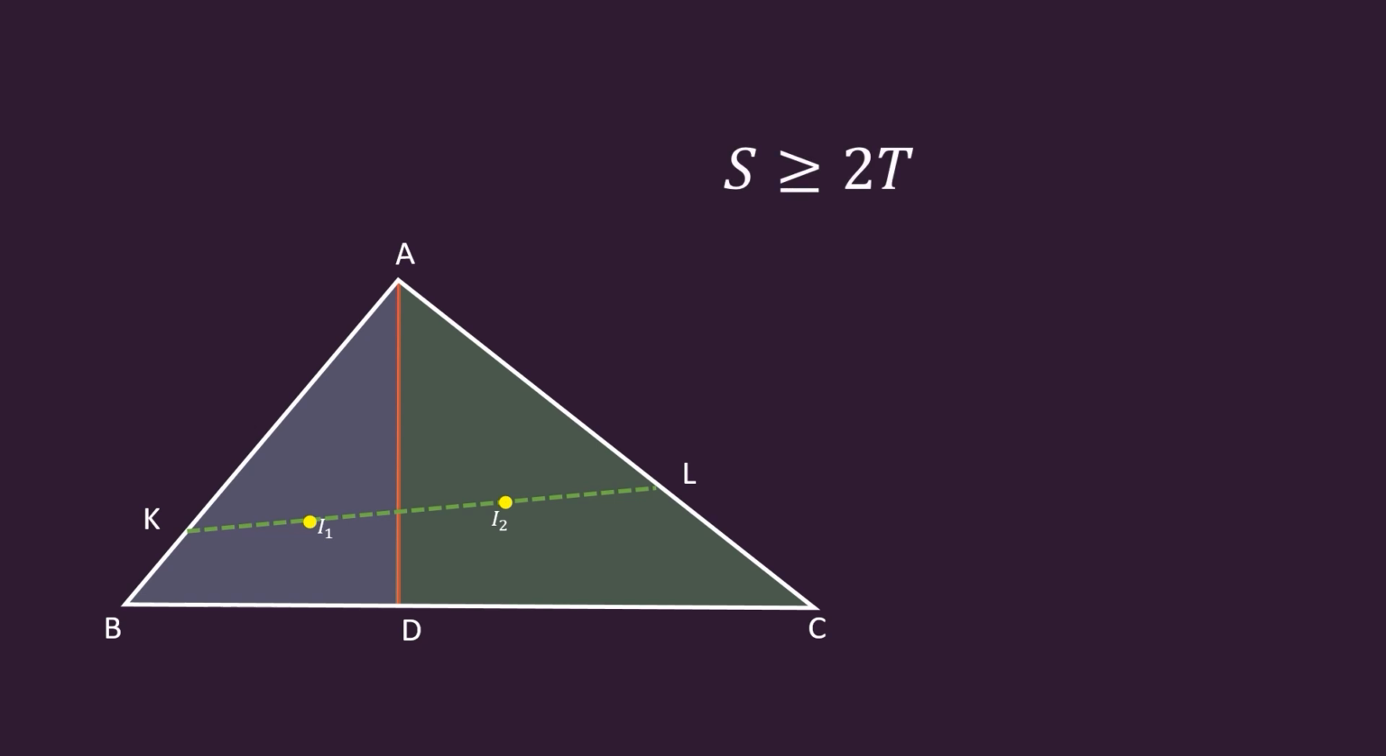Our mission? To prove that the area of the large triangle, which we'll call S, is at least double the area of the small triangle. That's right, S is greater than or equal to 2t.